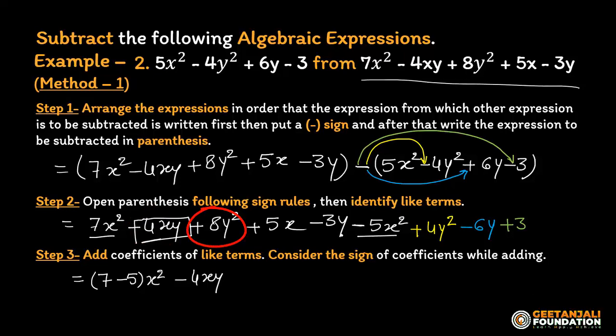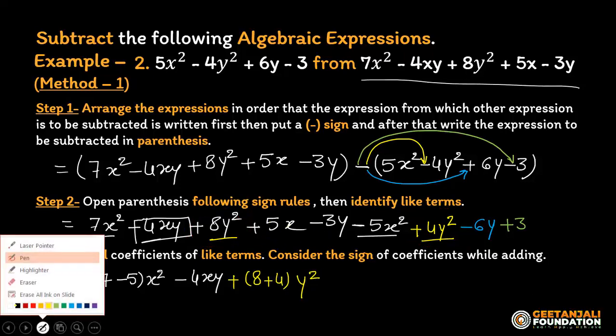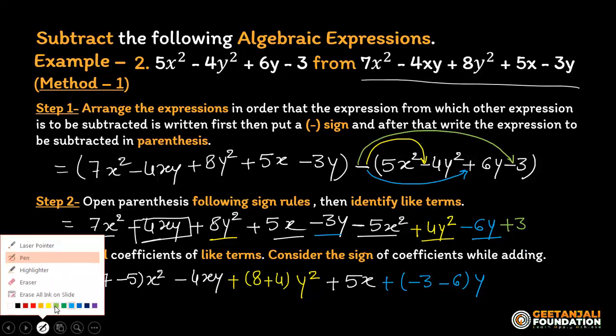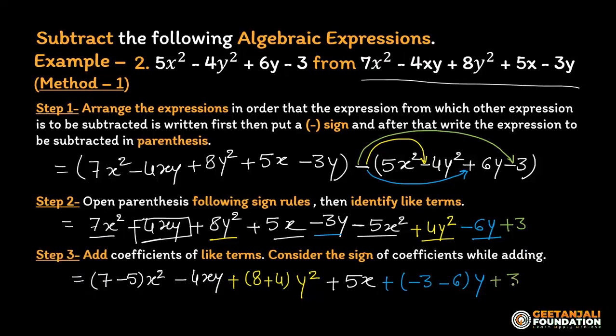Now 8y squared and 4y squared. So there is a like term. So 8y squared plus 4y squared, I'll take their coefficients. It is 8 plus 4y squared. Now the next term is 5x. There is no matching term for this. So I'll write 5x as it is, plus 5x. After this, minus 3y and minus 6y. So we will take their coefficients: minus 3, minus 6, and this is y. And everywhere here I put a plus sign. Now the last term is plus 3. There is no matching term for that. So I'll keep it as it is, and it is a constant term.